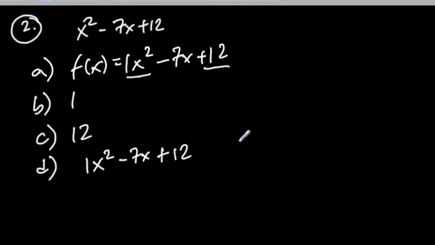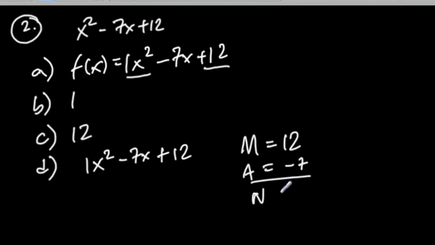So once again, we have to use the man method again. M stands for the first term times the last term, which is going to be 12. 1 times 12 is 12. A is the middle term, so that's negative 7. And we have to find two numbers that multiply to 12 and add up to negative 7. The numbers that I can think of that would do that are negative 4 and negative 3. Negative 4 times negative 3, a negative times a negative is positive, and negative 4 plus negative 3 is negative 7. So those are the two numbers.